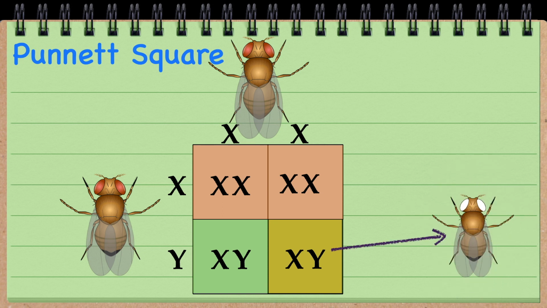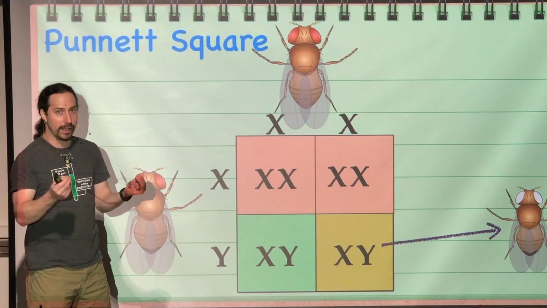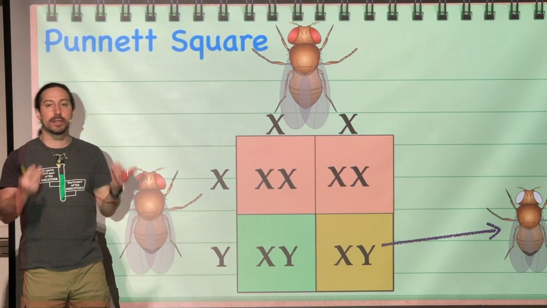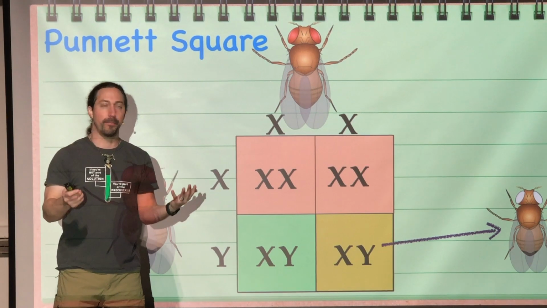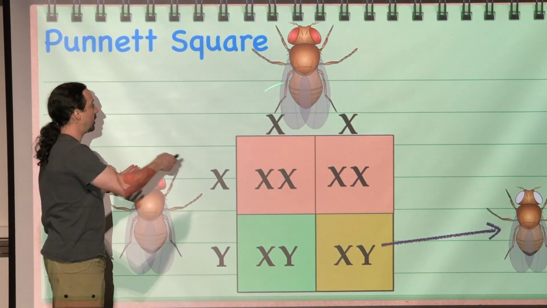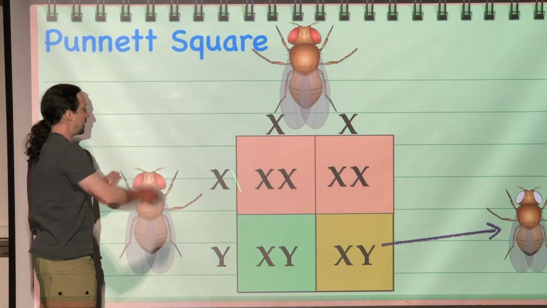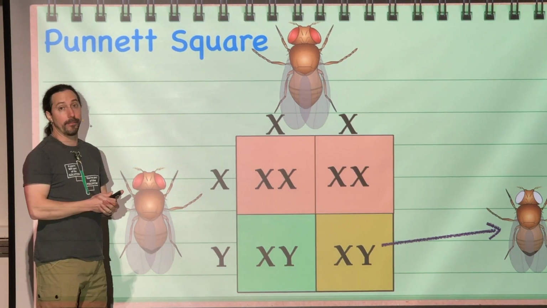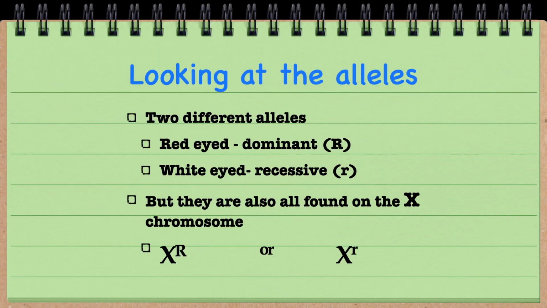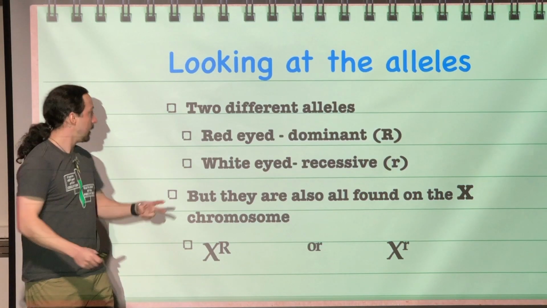Our white-eyed male somehow got the allele for white eyes. And where did that allele come from? Did it come from the female parent, or did it come from the male parent? Now, we know that we had two different alleles, one allele for red eyes and one allele for white eyes.